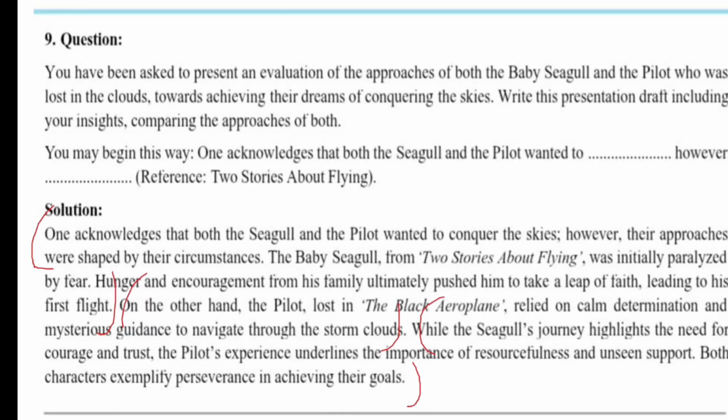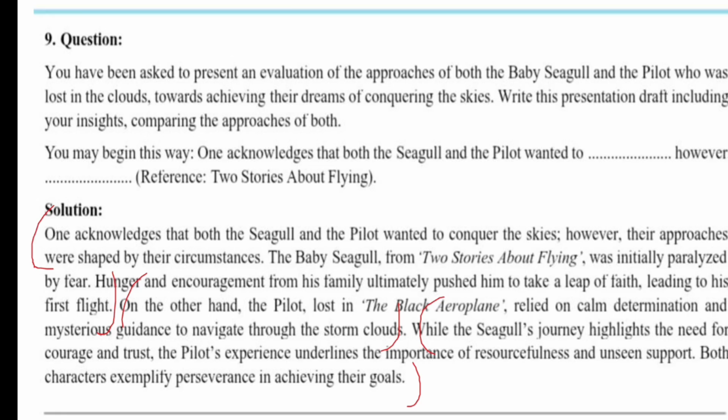Now, the second question: you have been asked to present an evaluation of the approaches of both the baby seagull and the pilot who was lost in the clouds towards achieving their dream of conquering the sky. Write this presentation draft including your insights comparing the approaches of both. So you have to write the approaches of both, compare, and write insights also. Now, okay, the baby seagull from Two Stories About Flying was initially paralyzed by fear, or you can say he was dumbstruck. Okay, now hunger and encouragement from his family ultimately pushed him to take a leap of faith.